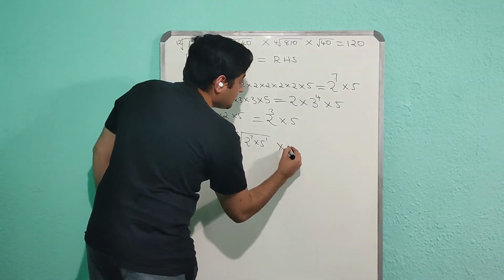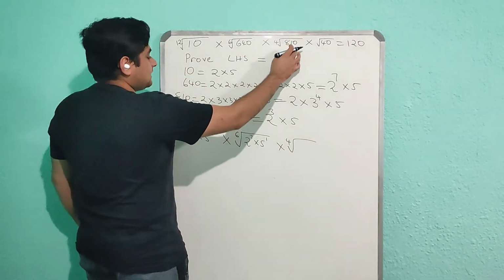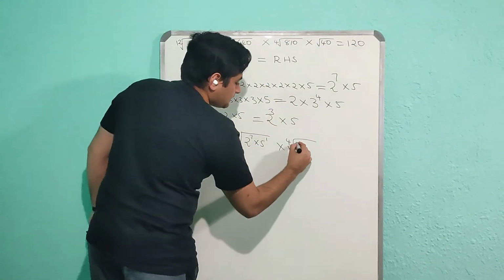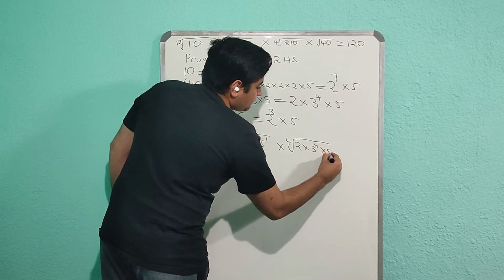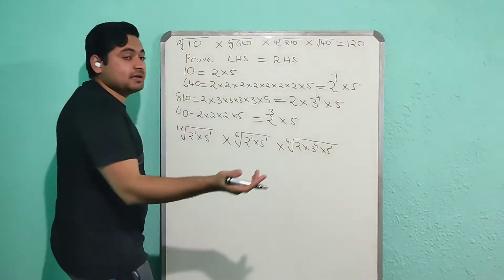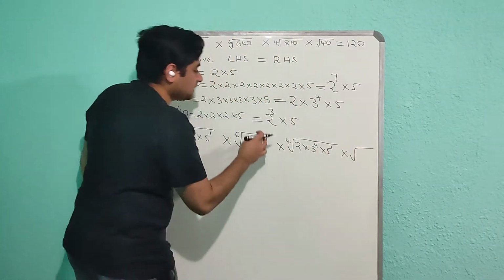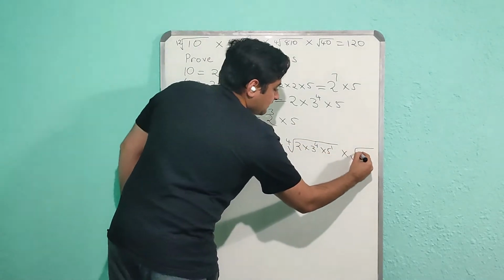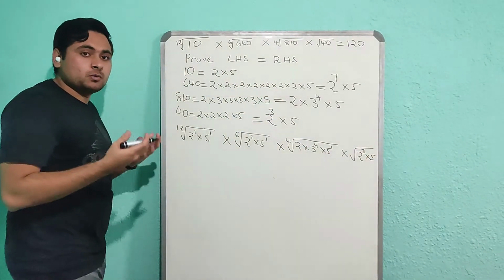Times, this is the 4th root of what? 810. How did we write 810? We said 2 times 3 to the power of 4 times 5 to the power of 1. And finally, the square root of 40. How did we write the square root of 40? We said 2 to the power of 3 times 5. So 2 to the power of 3 times 5. Now what do we do?